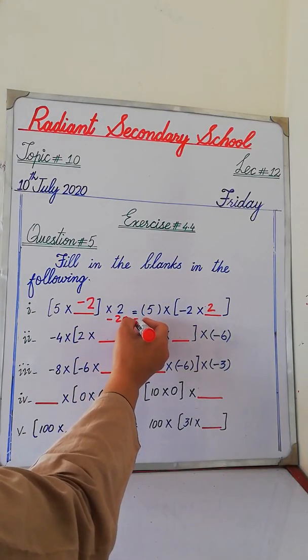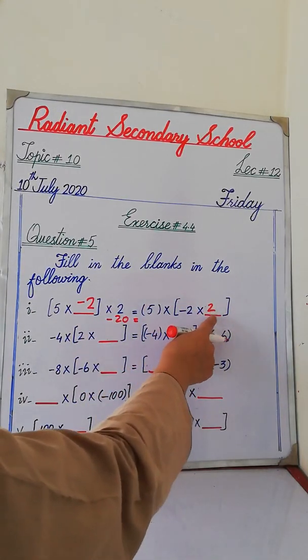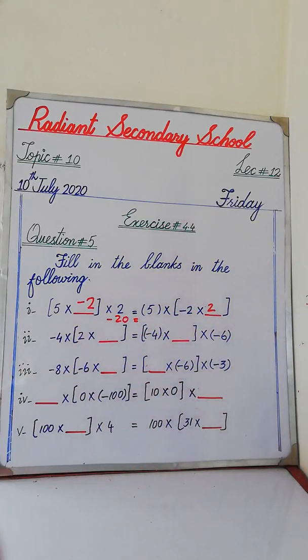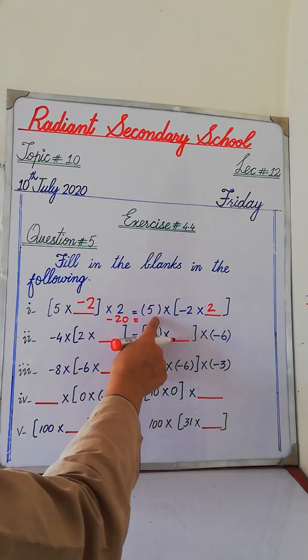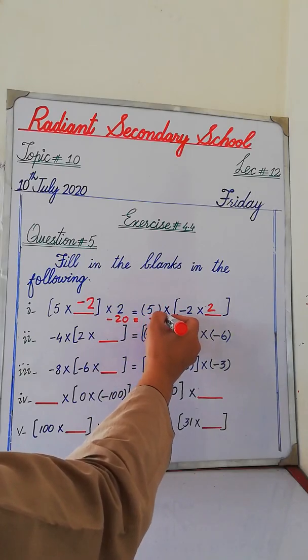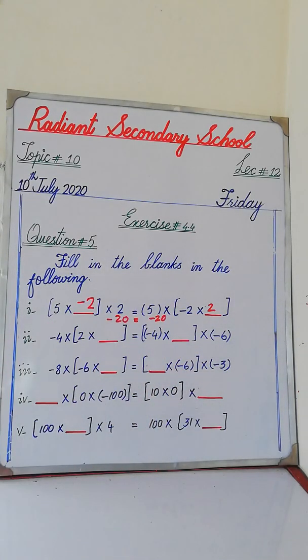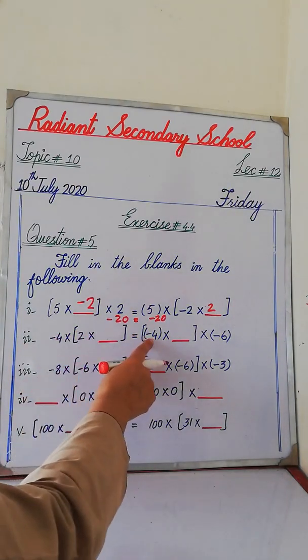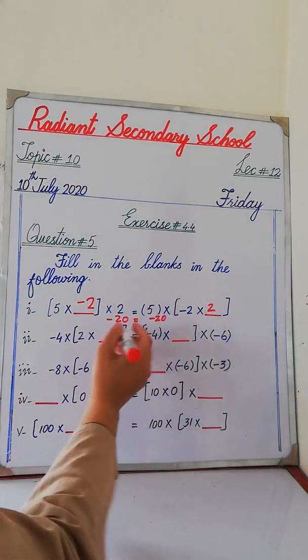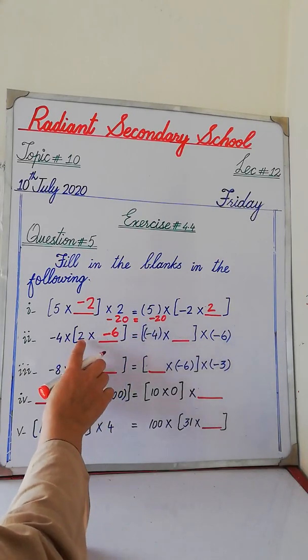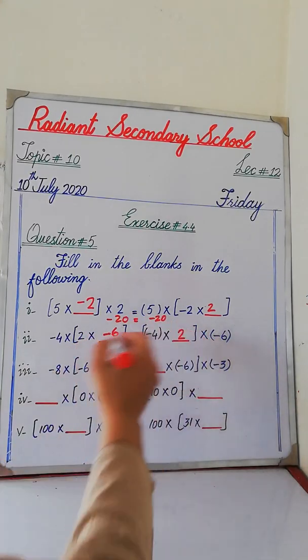Now I solve the right hand side. Plus 2 multiply minus 2, the answer will be minus 4. Minus 4 multiply plus 5, the answer will be minus 20. In this way you can check that after completing both blanks our answer is coming equal. Now in the second part, minus 4 is present on both sides. Minus 6 is missing from the left hand side and 2 is missing from the right hand side.